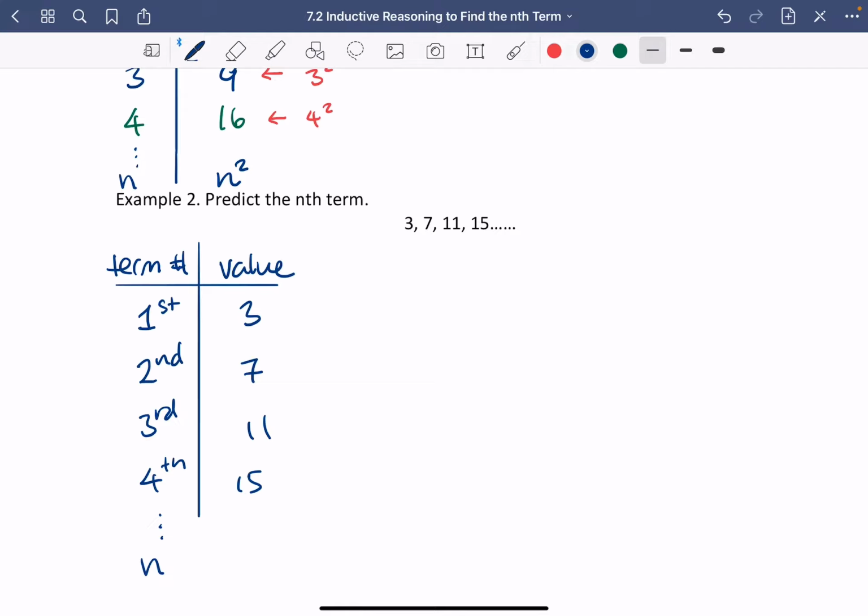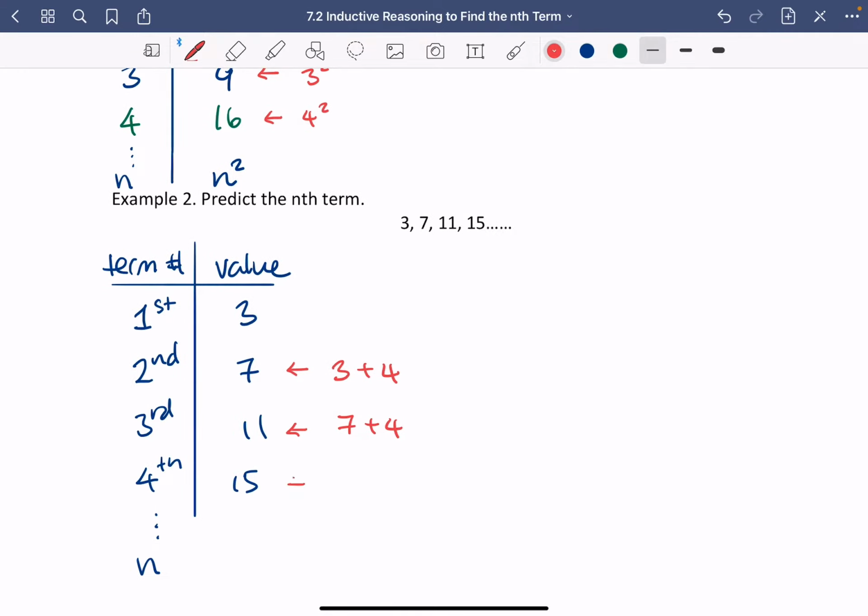Okay, so let's take a look at the values and how it's changing. Okay, so we can see that for the first term, well, it's 3, and then second term, 7 is equal to 3 plus 4. Okay, and then 11 is equal to 7 plus 4, and 15 is equal to 11 plus 4. So each of the term is equal to the previous term plus 4.